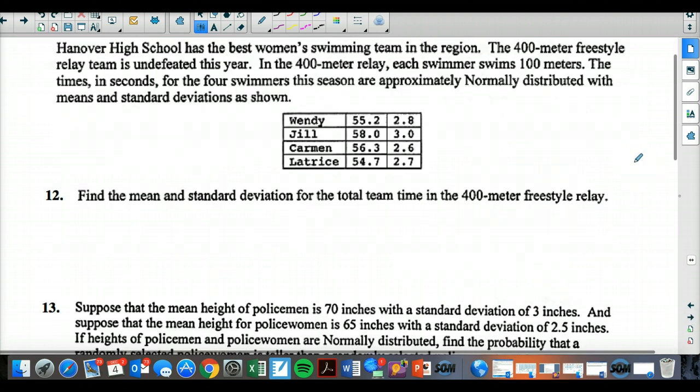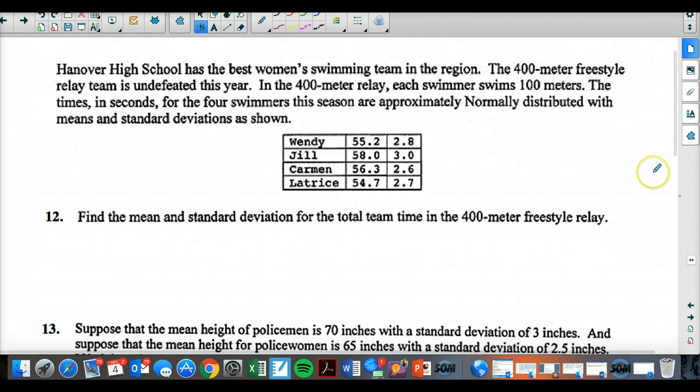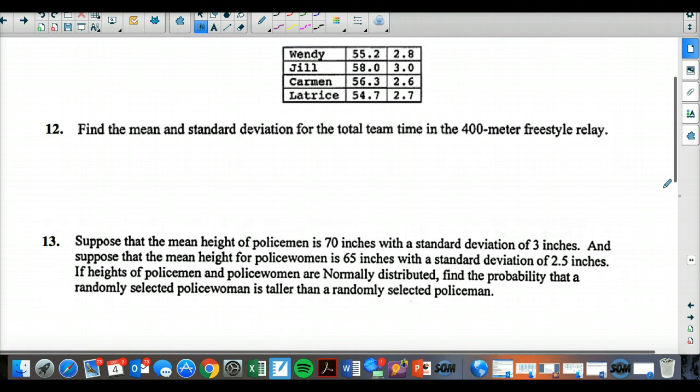All right, so here's your next one, and this is great. This is an old free response question. Hanover High School has the best women's swim team in the region. The 400-meter freestyle relay team is undefeated. In the 400-meter relay, each swimmer swims 100 meters. The time in seconds for the 4 swimmers is normally distributed. So now you've been told you're allowed to use a normal curve. Find the mean and the standard deviation for the total team.